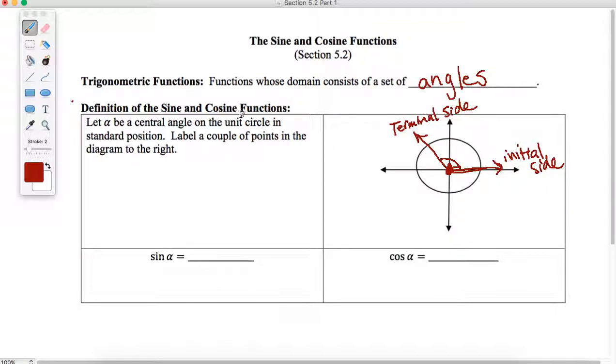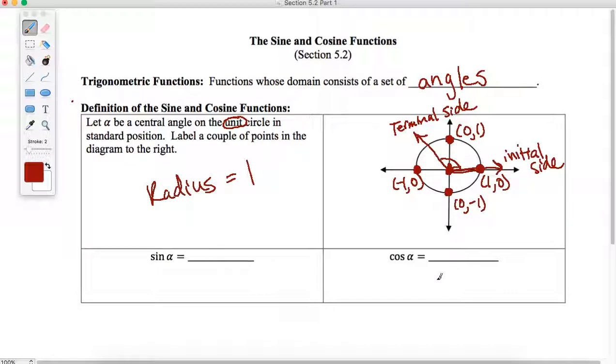All right, key word here is unit circle. What we're going to do is we're going to use unit circle trigonometry, right? A unit circle has radius equal to 1. And so I know that this point right here on my unit circle is the point (1, 0), because it's on my x-axis. And this point right here is the point (0, 1). This point right here is the point (-1, 0). And this point right here is the point (0, -1).